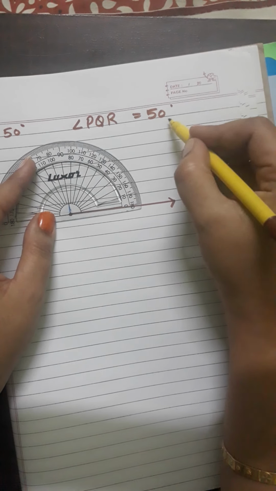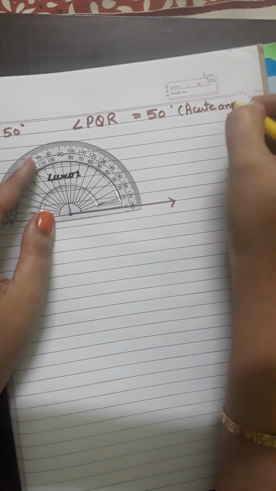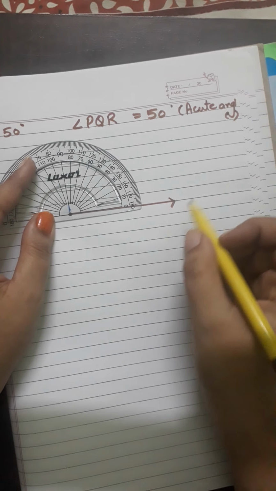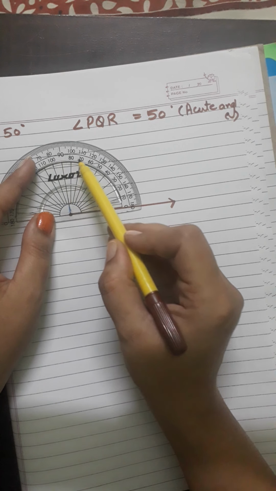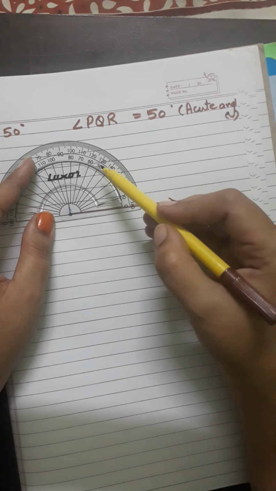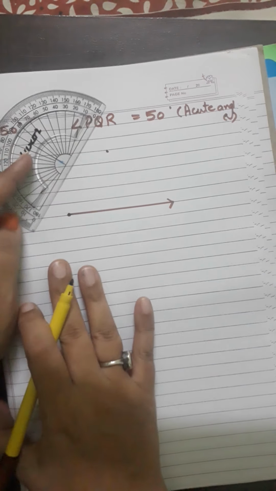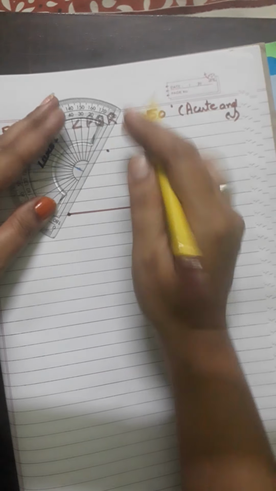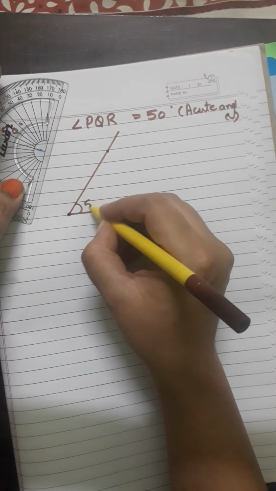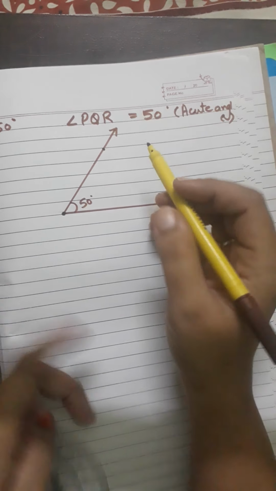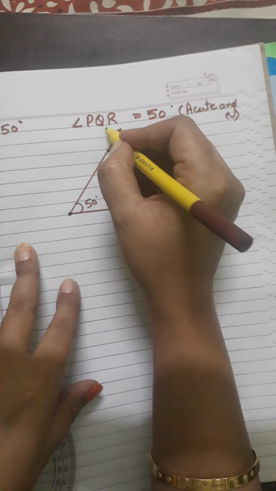Now again 50 degree is an acute angle, so it will be less than 90 degree. So we will move from 90 to less than that, it is 50, and above it is 130 here. So we will put a dot here and join, and it becomes your angle of 50 degree. Since the name PQR is also given, we will start naming it from here.